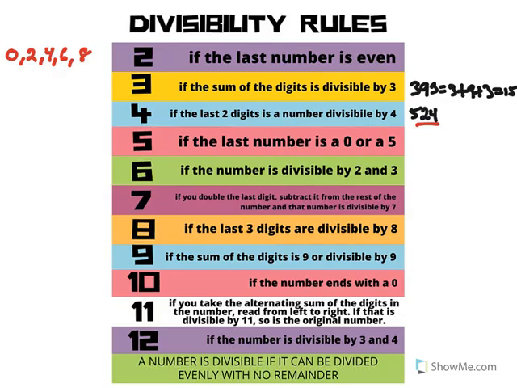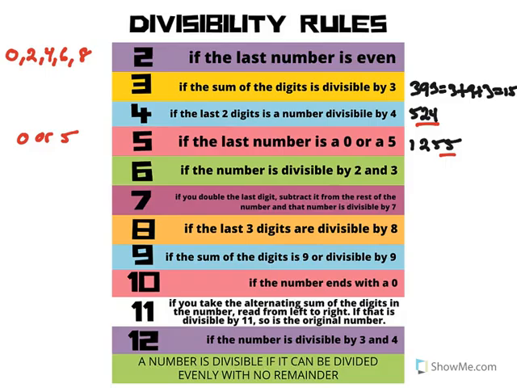If a number is divisible by 5, it must end in a 0 or a 5. If the last digit ends in a 0 or 5, then the number is divisible by 5. Like, for example, 1,255. Since the last digit ends in a 5, we know it's divisible by 5.